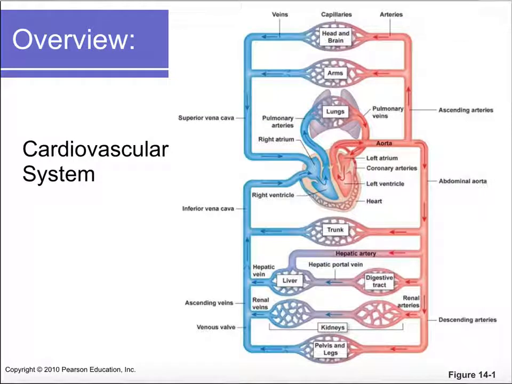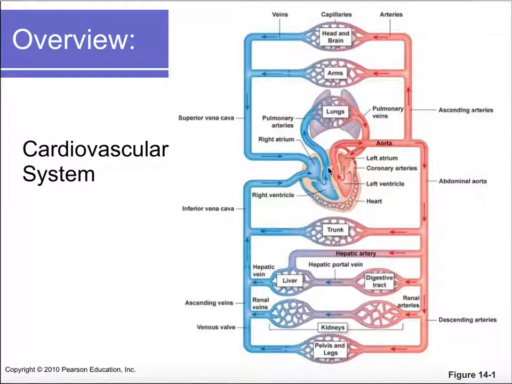So here's an overview of the cardiovascular system. Let's just follow blood. We're going to start with deoxygenated blood returning to the heart. So we have our superior and inferior vena cava bringing deoxygenated blood into the right side of the heart. It will dump into the right atrium. From the right atrium, it'll go into the right ventricle through our AV valve, and this AV valve is our tricuspid valve. From the right ventricle, it'll get pumped out into the pulmonary artery.